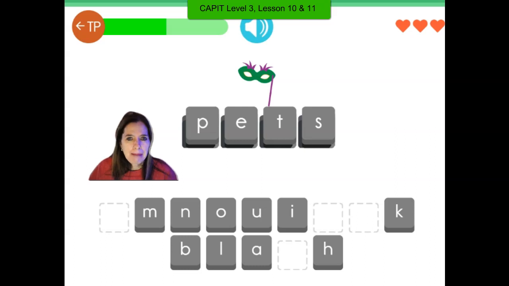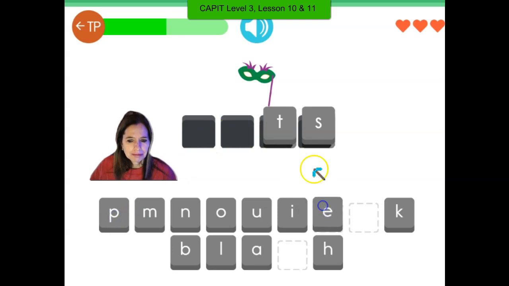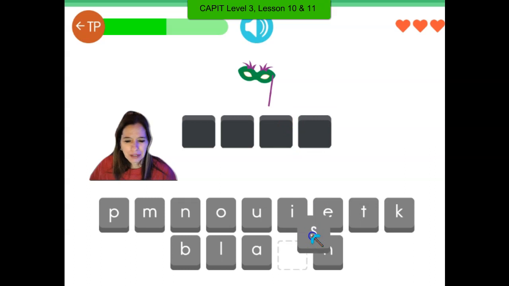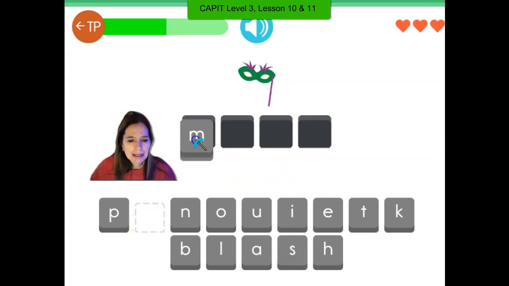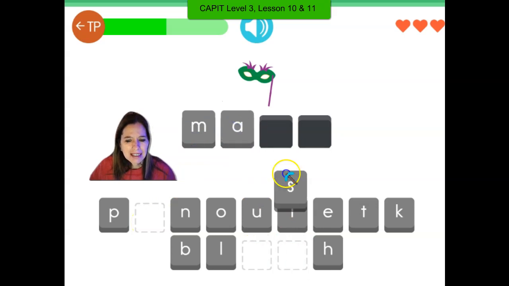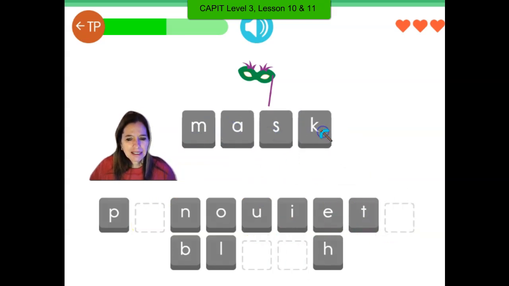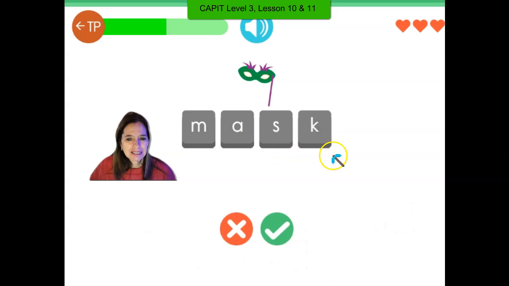Mask. In mask, I hear ask. Is that what you hear? So I'm going to build that. I heard this sound, but I forgot where it went. So I'm just going to clear my board and I'm going to build mask. Mask. And I have one mask.